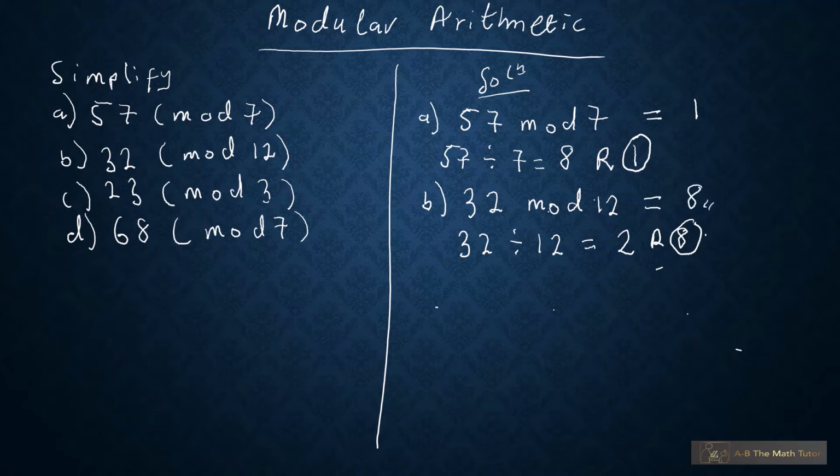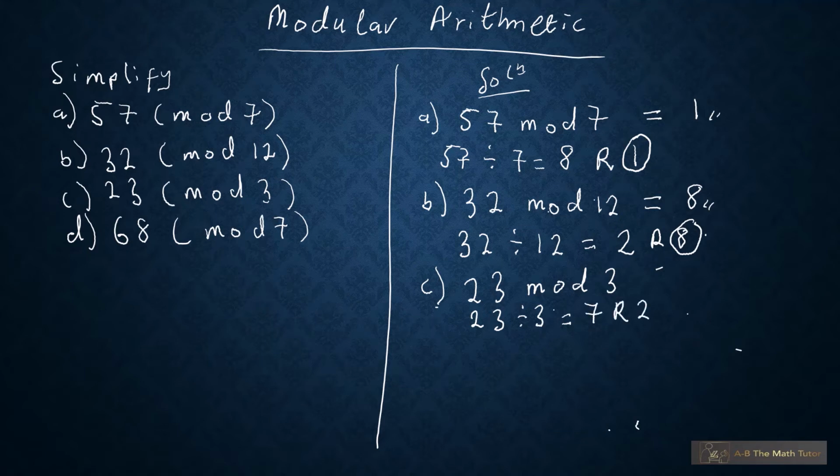C, I'm sure by now you are getting into the concepts and you are getting familiar with it. And so let's get right into this. 23 mode 3. So 23 divided by 3 is 7 remainder 2.